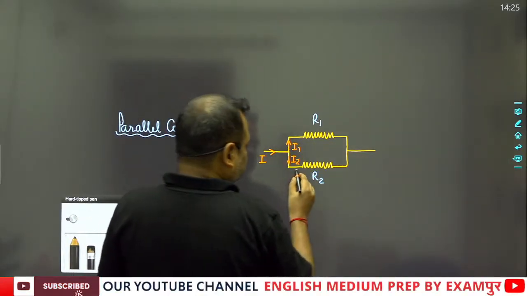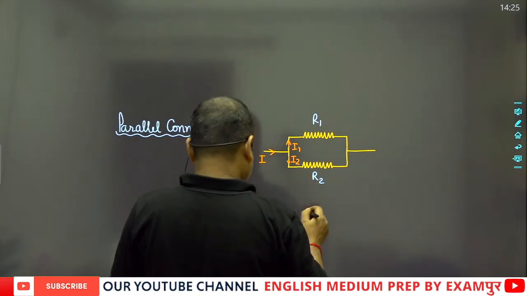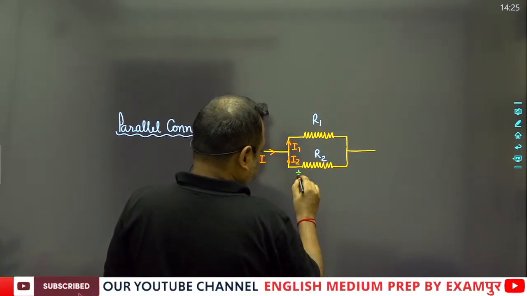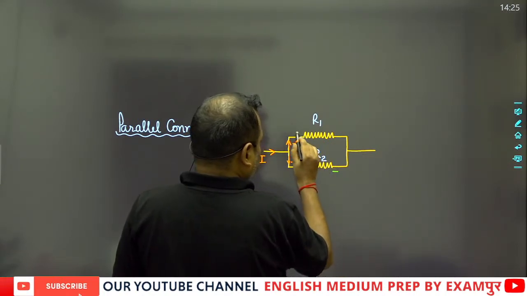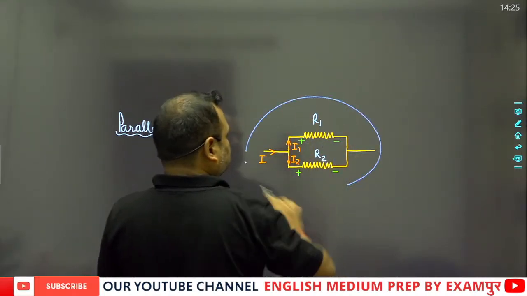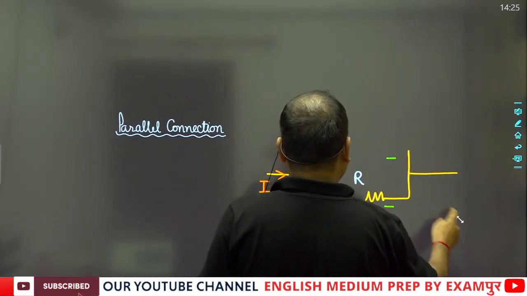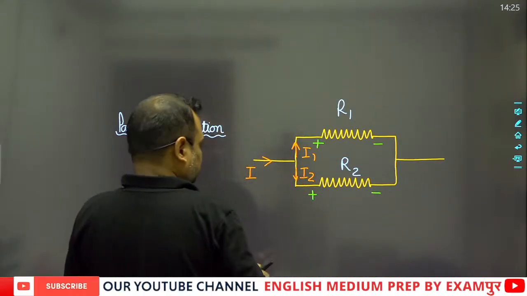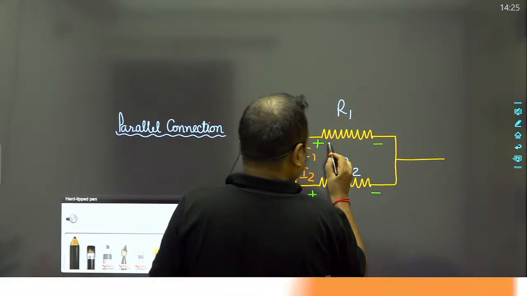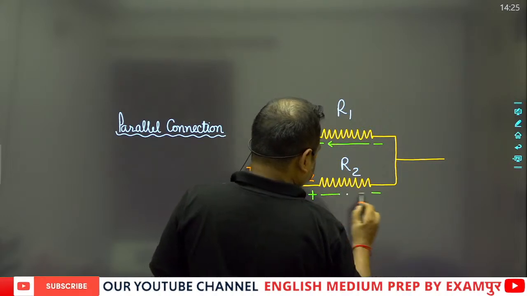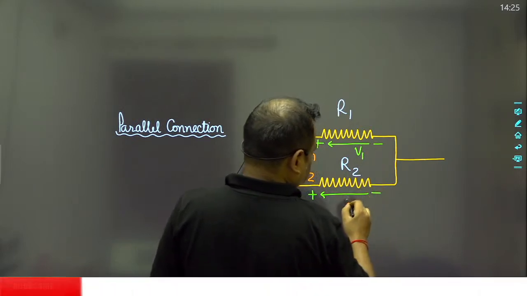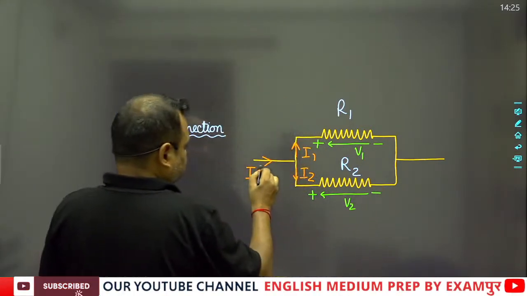We will put the positive sign at this point and the negative sign at this point, because we all know that the positive sign is kept at the point where the electric current enters. So there will be some potential difference between these two points. Suppose that the potential difference is V1 and V2.